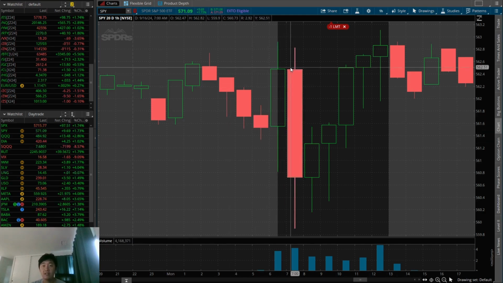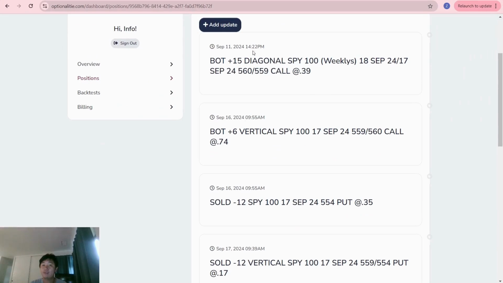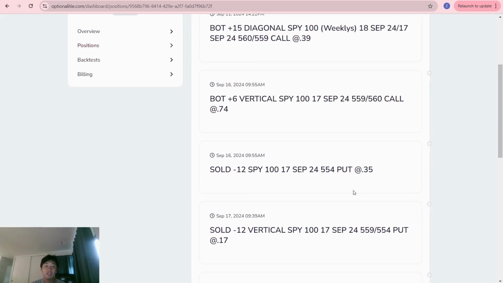So what I did was I bought for 6 of the 15 lots. What I did was I bought a call vertical for 74 cents to take out the risk of 6 out of 15 lots. And in order to finance at 74 cents, I sold 12 puts that were 35 cents to make the debit kind of match up.